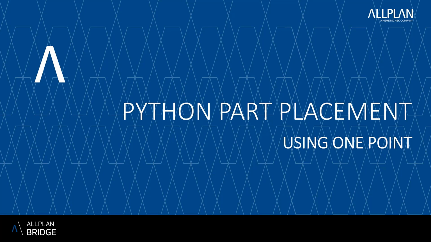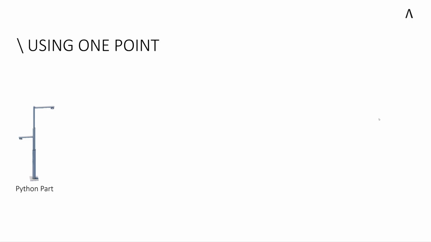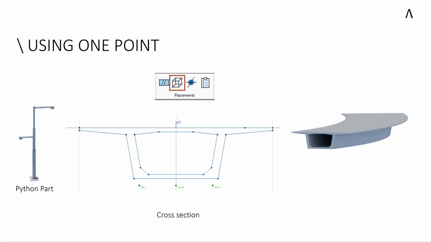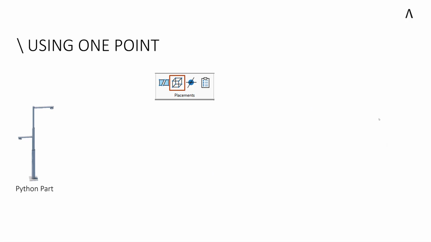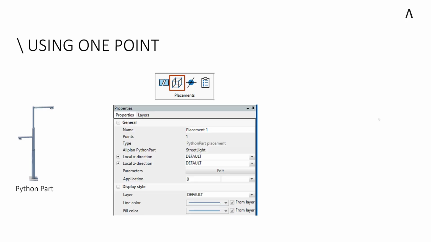Of course, there are many different ways you can do this. One of them is using just a single point. What I mean by that is, for example, I have a PythonPart for the street light, and I want to place it across my bridge here. To do so, I would just place a single point, as you can see on the left edge of my bridge section, and my street light would be placed across my bridge like this. So this is, like my colleague said, a parametrically placed one. But let's see in detail how we do it step by step.